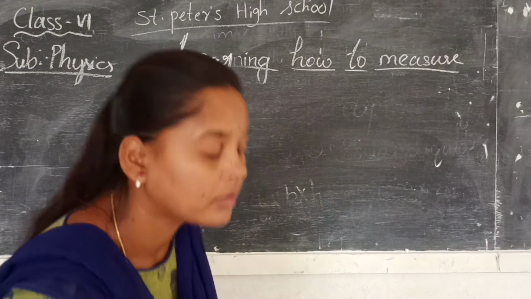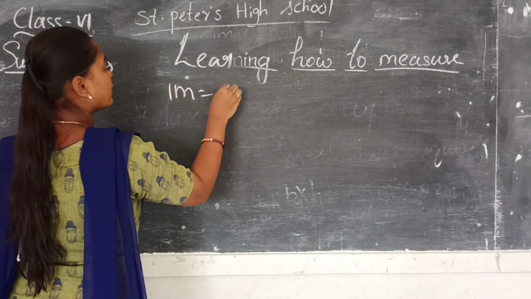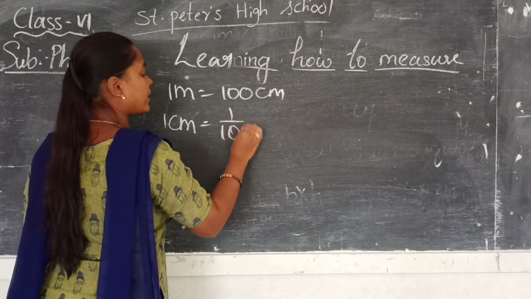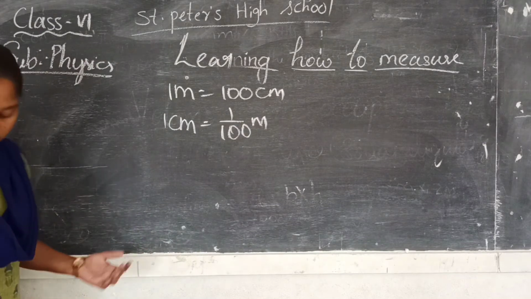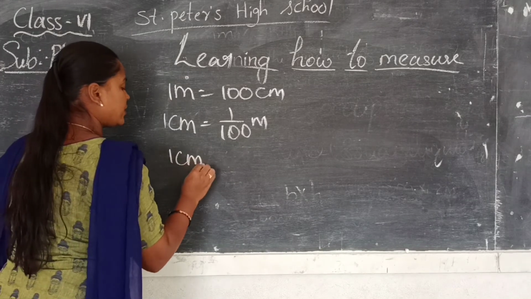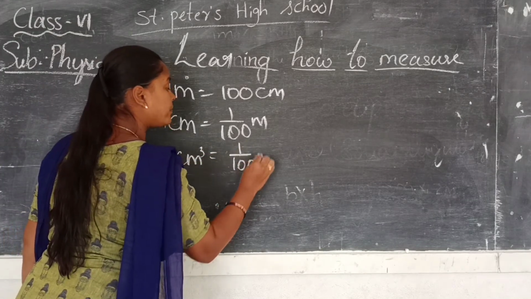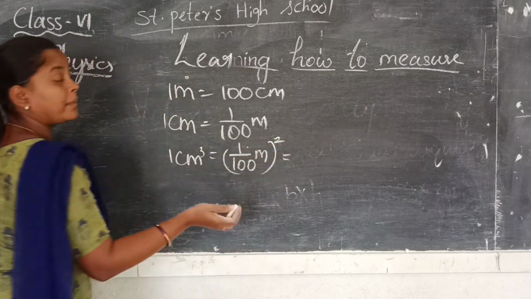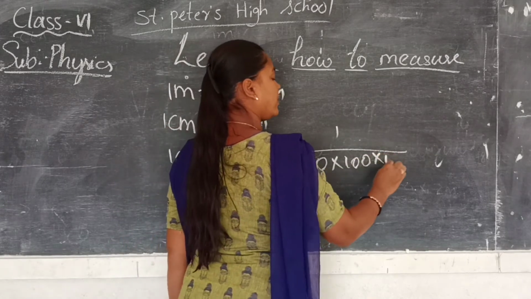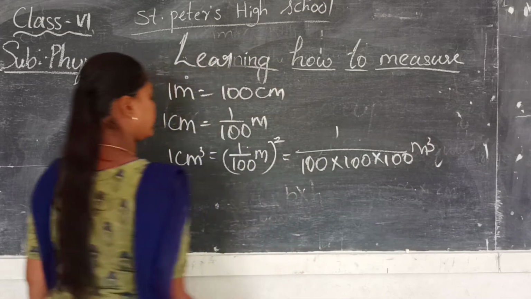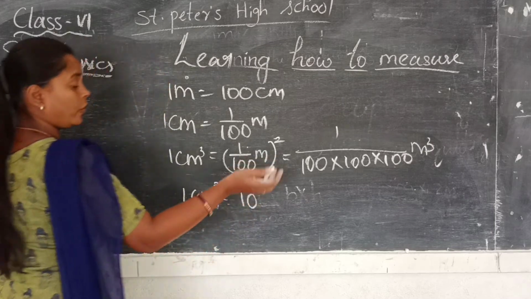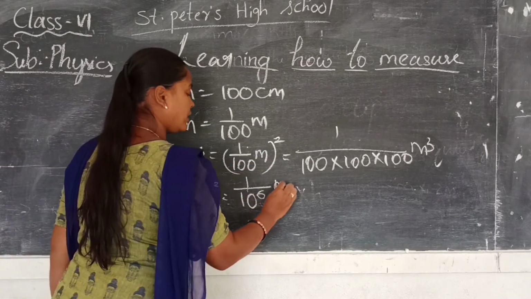As discussed above, 1 meter is equal to 100 centimeters. 1 centimeter is equal to 1 by 100 meters, right? Now I want you to find the volume, so cube both sides. 1 centimeter cube is equal to 1 by 100 meter cube. So 1 by 100 cubed is 1 by 100 into 100 into 100. It becomes 1 by 10 to the power of 6 meter cube.